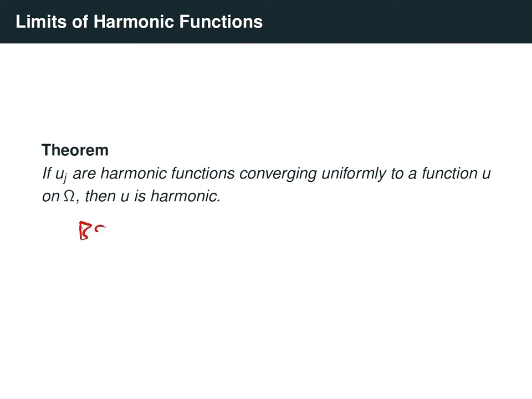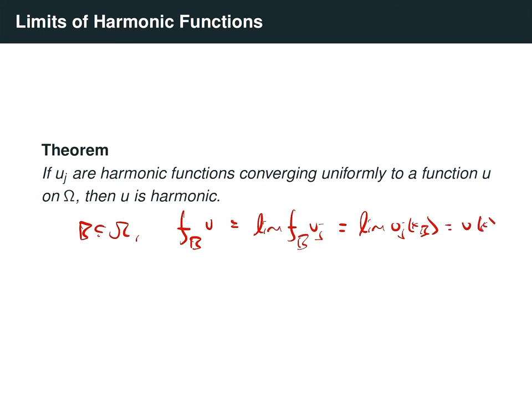So if you have a ball contained in omega, and if u_j is converging uniformly on the domain omega, then it's converging uniformly on this ball. So that means that these integrals, the integral of u is equal to the limit of the integral of the u_j's, and since those functions are all harmonic, this is just equal to the limit of u_j evaluated at the center of the ball. Since u_j converges to u, this is equal to u at x. Okay, so thus the function u satisfies the mean value property in the domain omega, and hence it must be harmonic as well.